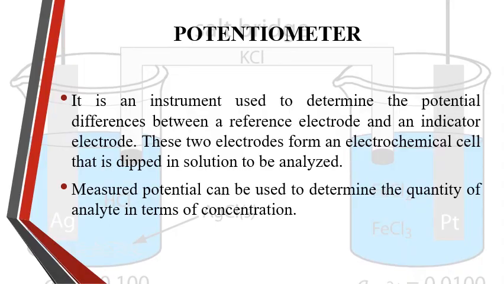Potentiometer. A potentiometer is an instrument which can measure the potential developed without drawing any current. In simple form, it consists of two electrical circuits in combination. The measured potential can be used to determine the quantity of analyte in solution.